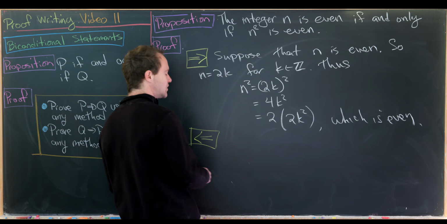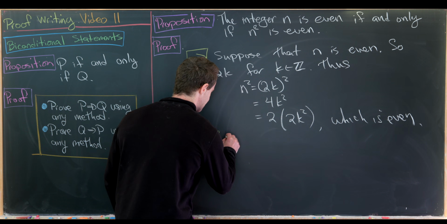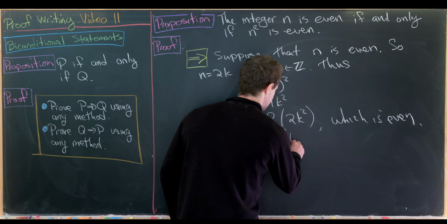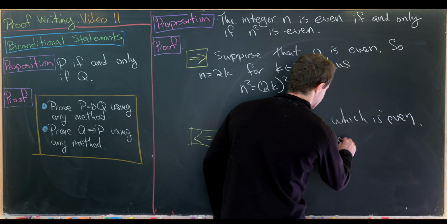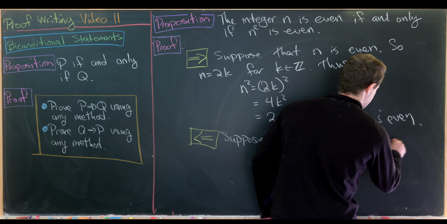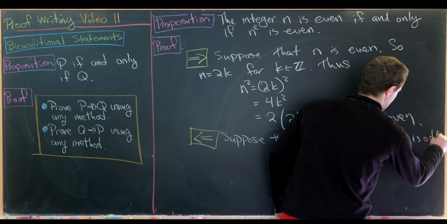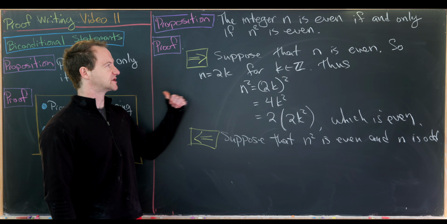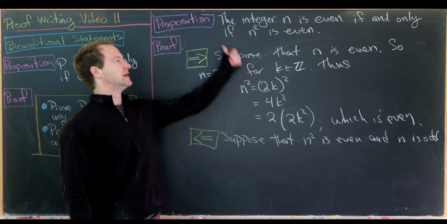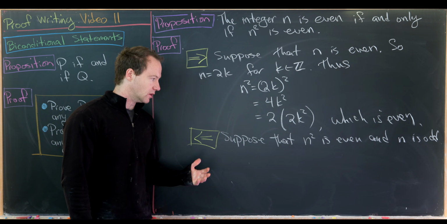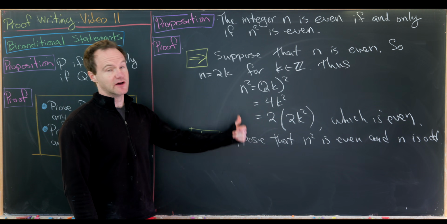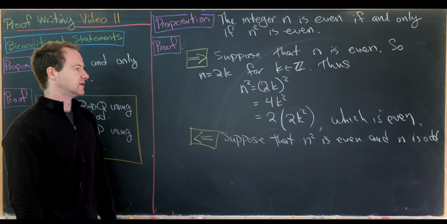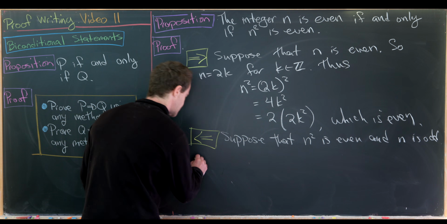Okay, so for the reverse direction, what do we need to suppose? Let's suppose that n squared is even and n is odd, right? So if we're going in the reverse direction, we want to prove that if n squared is even, then n is even. So recall that the negation of that implication would be this kind of setup right here. Okay, that's good.